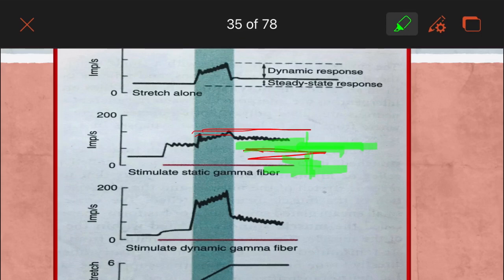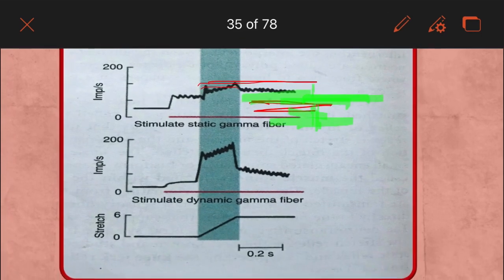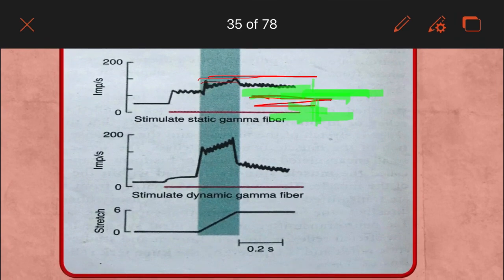Now, what we do? We are stimulating the dynamic gamma fiber instead of stimulating the static gamma fiber. We have provided the stretch and we stimulated the dynamic gamma fiber. So, dynamic gamma fiber stimulation will make the dynamic intrafusal fiber contract, like the peripheral end of those dynamic intrafusal fibers to contract, which will ultimately stretch the middle part of dynamic intrafusal fiber, right. Now, dynamic intrafusal fiber stretching will increase the dynamic activity within 1A.